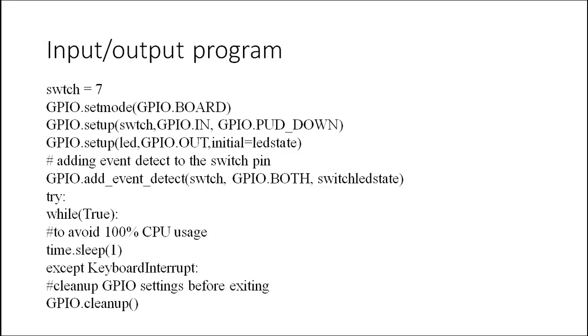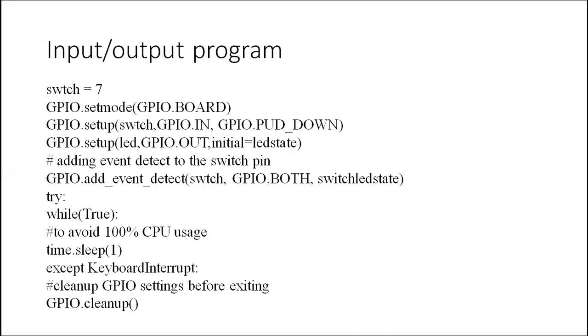Now I have to connect this with your switch button, so that whenever the switch button is pressed, this LED has to glow. For connecting these two, I am using a method called GPIO.add_event_detect. Here the first parameter is for which pin I am going to add an event. That is the 7th pin, where the switch is. For the switch, I am adding the event. The next parameter is GPIO.BOTH.